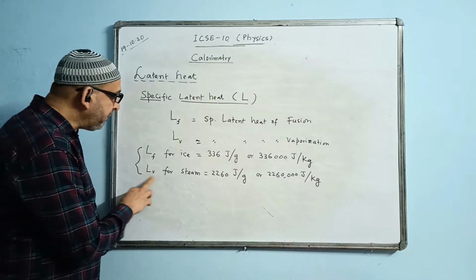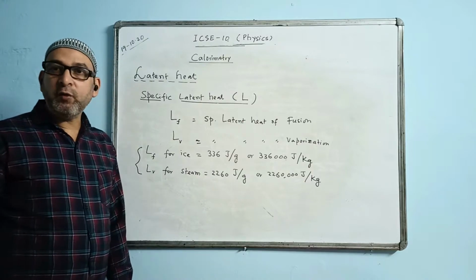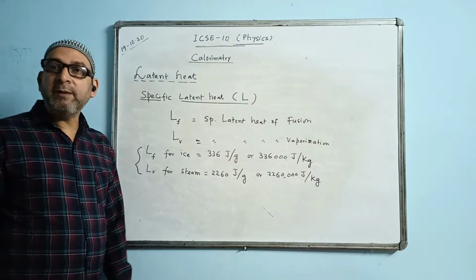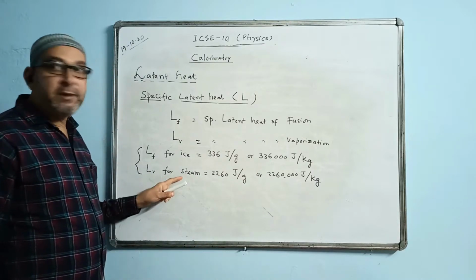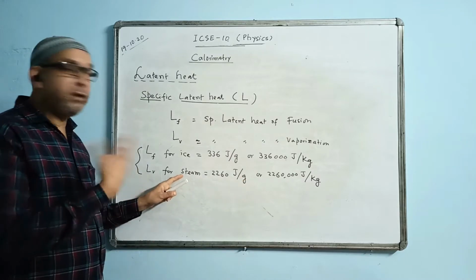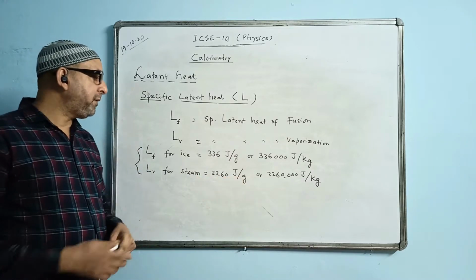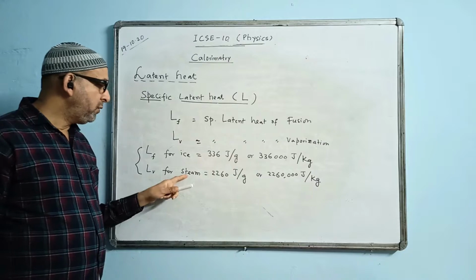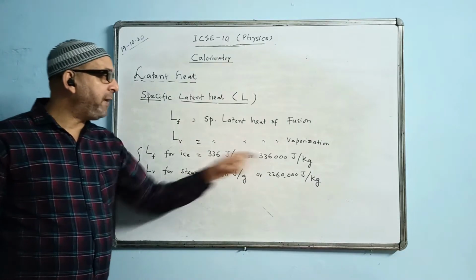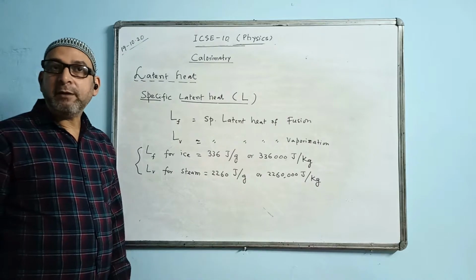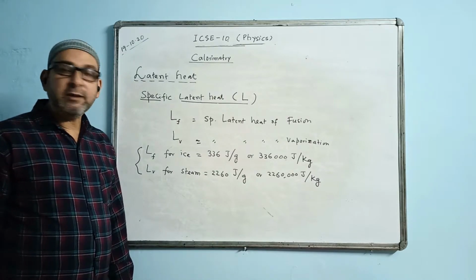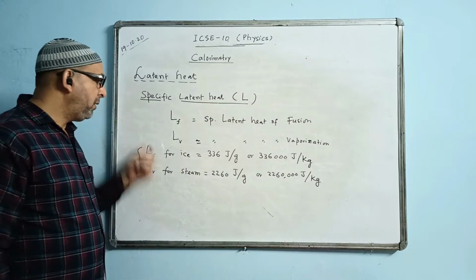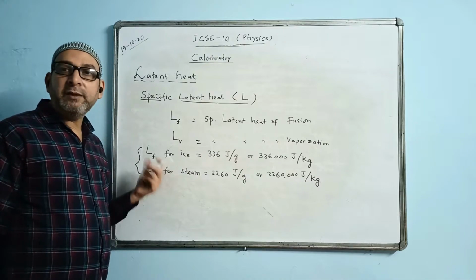Similarly, a question may come: latent heat of vaporization for steam is 2260 joule per gram, what do you mean by this statement? We say this statement means that 1 gram of water, because water changes into steam, requires 2260 joule of heat to change into steam or vapor at a fixed temperature, and within brackets you can write 100 degrees Celsius. That fixed temperature is called the boiling point. So this is how you give the meaning of this statement.